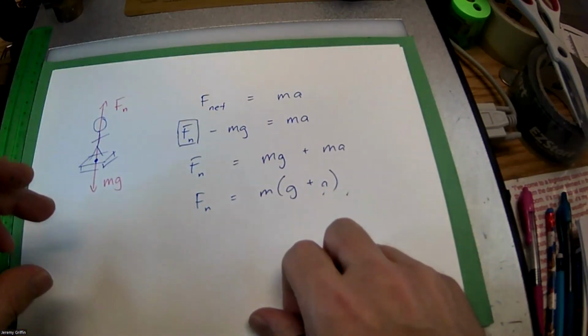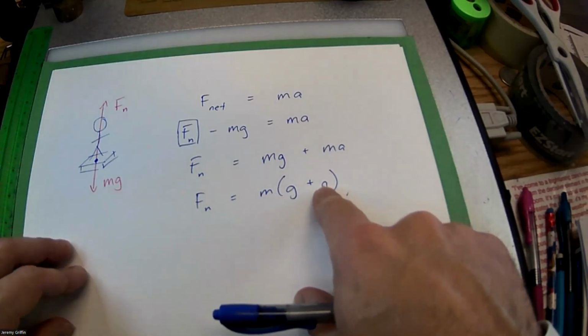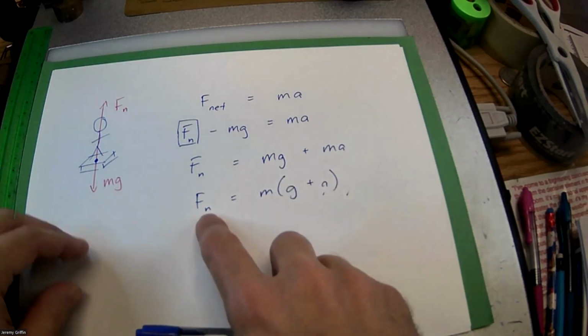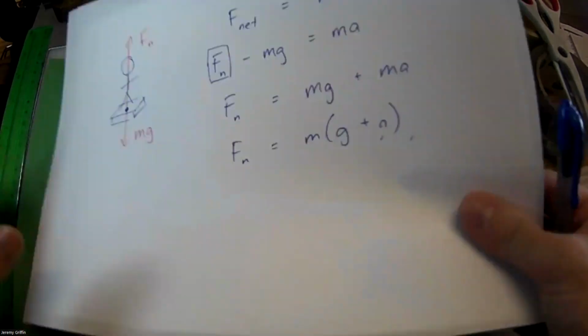What if he's in pure free fall? That acceleration would be g downward, right? g minus g would be 0. The scale reading would be 0. Right? Feel like an astronaut. All right.